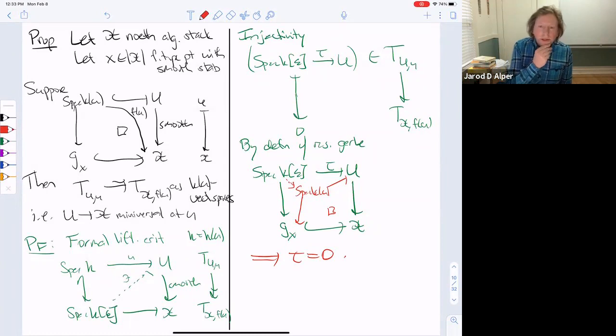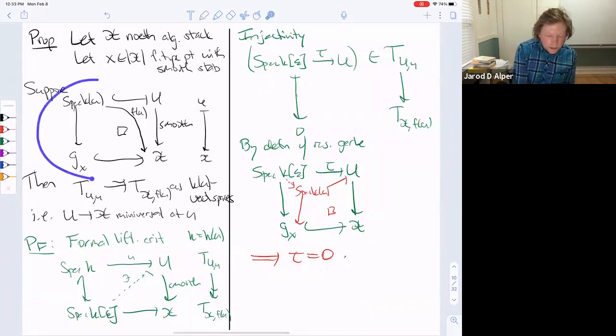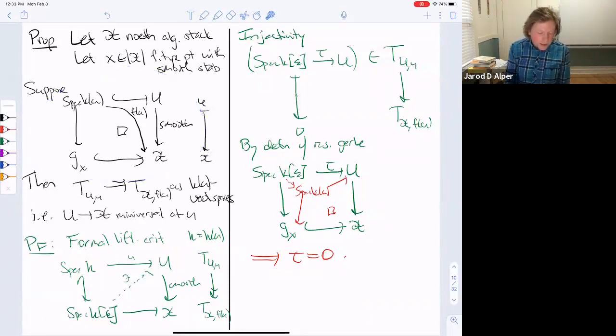Right, and the reason we're doing this is, it was actually a question a few lectures ago, that this will allow us to compute tangent spaces of stacks, because if you can cook up a mini-versal presentation, as in the hypothesis here, then you can compute the tangent space of the stack by the tangent space of U.